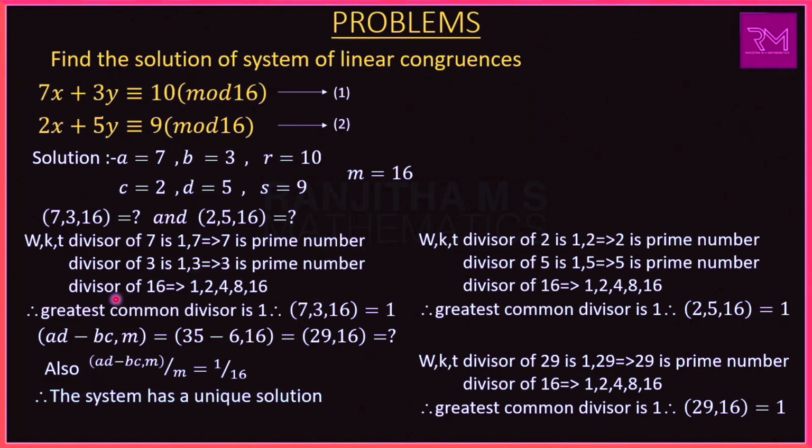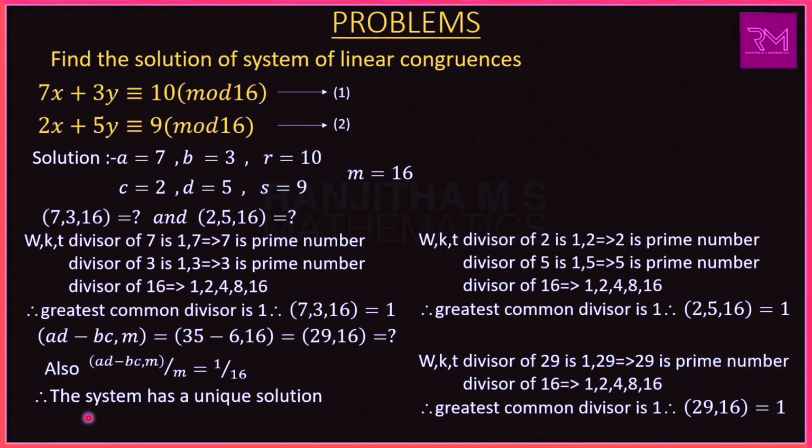Here, first you have to verify that the greatest common divisor of A, B and M, and the greatest common divisor of C, D and M is 1. That is, they are relatively prime. Also we have to find the AD minus BC value. The GCD of AD minus BC with M must be equal to 1, that is, they are relatively prime. Also we have to verify the condition that the GCD of AD minus BC comma M divides the value M. If all the conditions hold, we can conclude that the system has a unique solution.